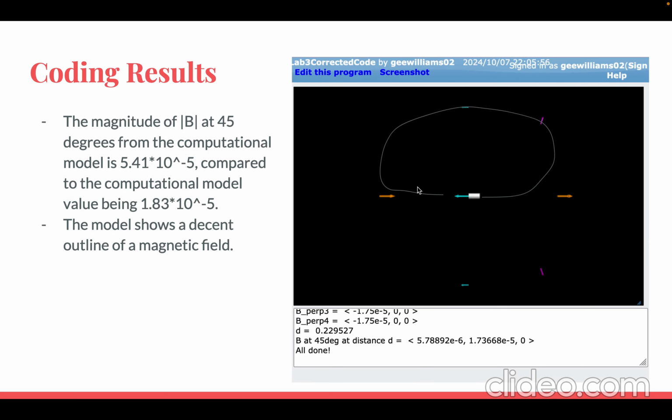And the results, as you can see, the model pretty nicely shows what a magnetic field of a dipole looks like with the arrows. Sorry, that's a typo. This is the experimental model, not the computational model. The computational model returned a value of 1.83 times 10 to the -5, but our experimental model returned a value of 5.41 times 10 to the -5, which is a significant difference, but we will get into that.